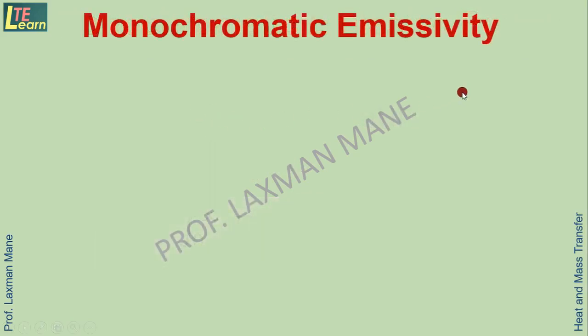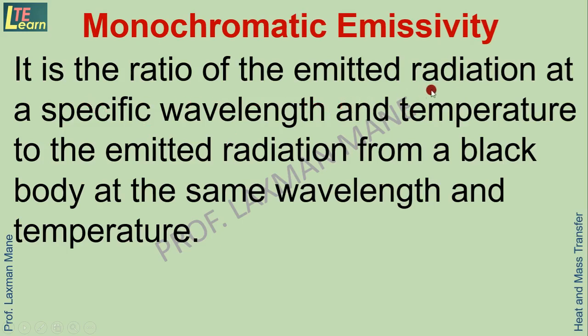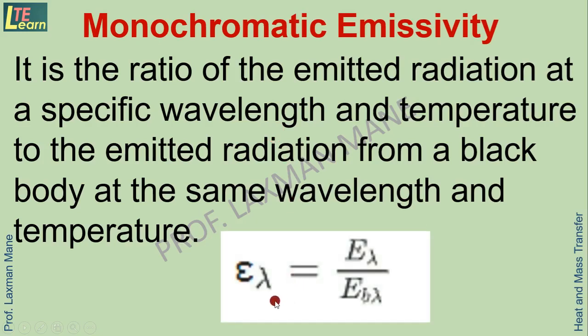Now monochromatic emissivity, it is the ratio of the emitted radiation at a specific wavelength, means particular wavelength, and temperature, to the emitted radiation from a black body at the same wavelength and temperature. This is the comparison between the black body surface and non-black body surface. So for monochromatic emissivity, we use the Greek symbol epsilon with subscript lambda for monochromatic, that is epsilon_λ = E_λ / E_bλ.